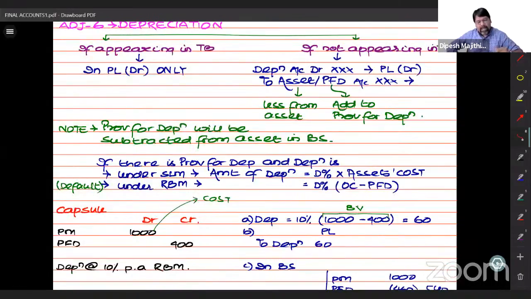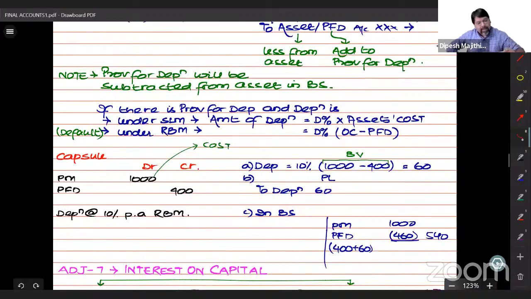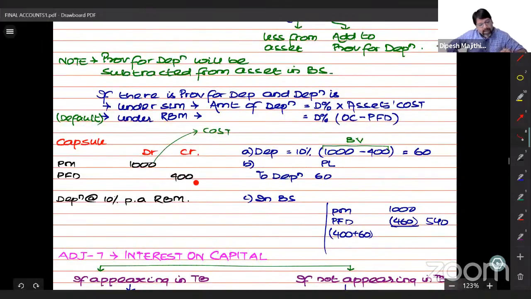If there is provision for depreciation and depreciation is under reducing balance method, amount of depreciation is equal to depreciation percentage into written down value. For example, suppose plant and machinery cost is 1000, provision for depreciation 400. That means written down value is how much? 600. Original cost 1000, provision for depreciation 400. Therefore, WDV is equal to 1000 minus 400, that is 600. 10% on reducing balance method. Therefore, 10% will be calculated on 600, that is 60. So in PL account, you will write it on debit side to depreciation.